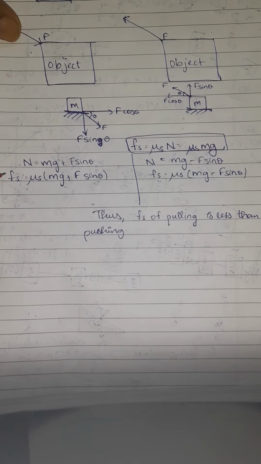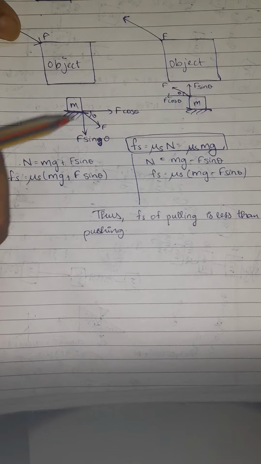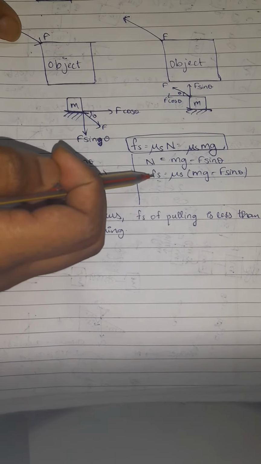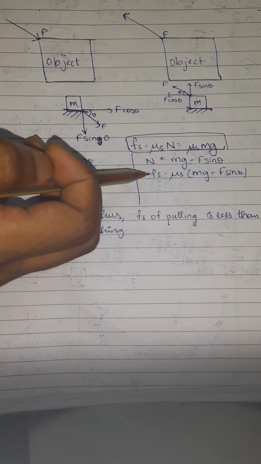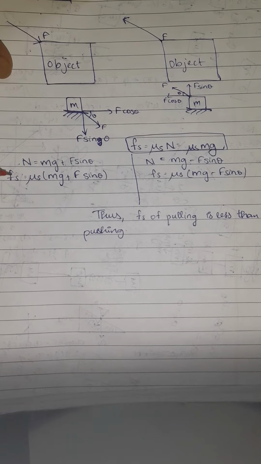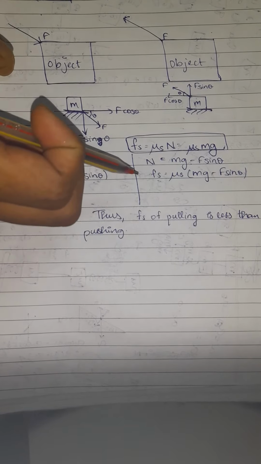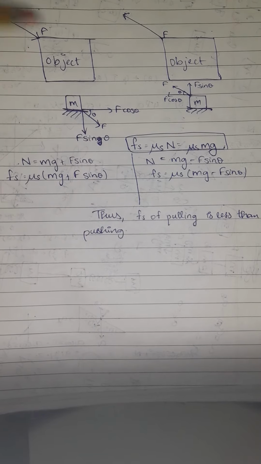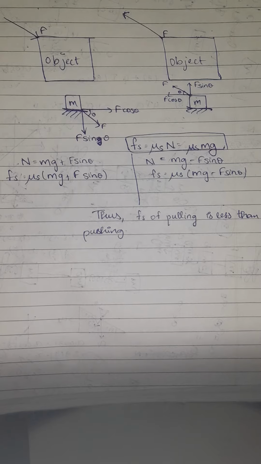So the frictional force on pushing becomes mu s times (mg plus F sin theta), and the frictional force on pulling becomes mu s times (mg minus F sin theta), where the pulling frictional force is really less than the pushing frictional force. Thus, the frictional force of pulling is less than that of pushing, so we can consider it's easier to pull an object than push.